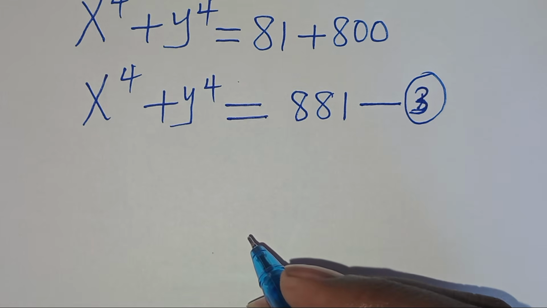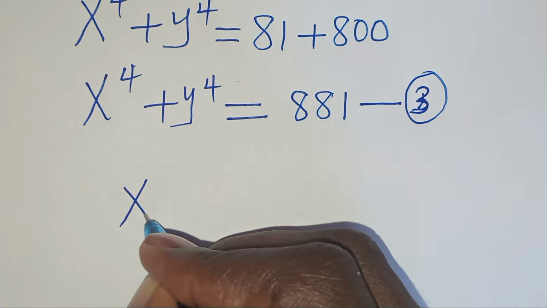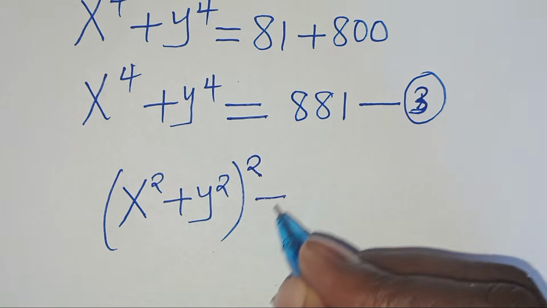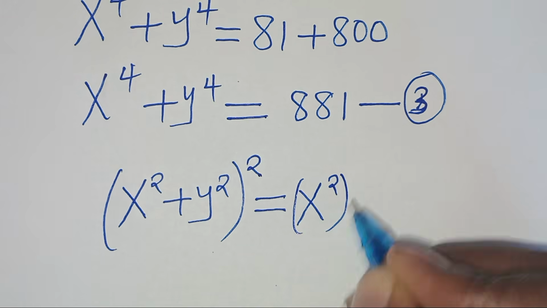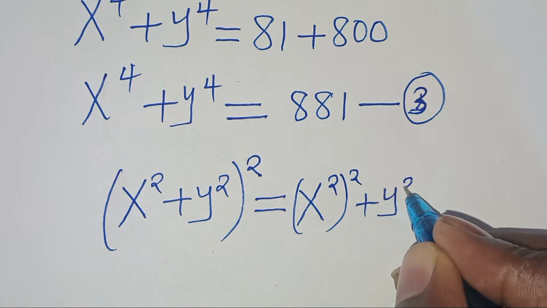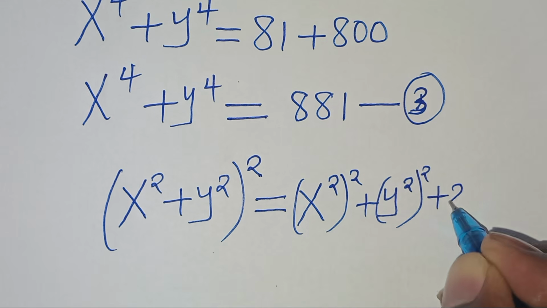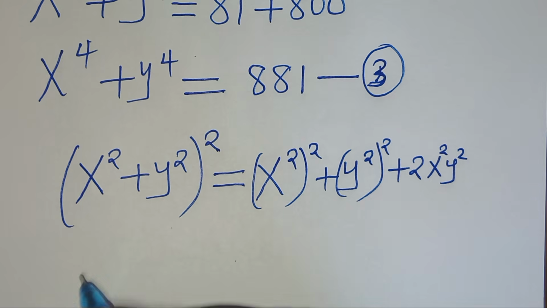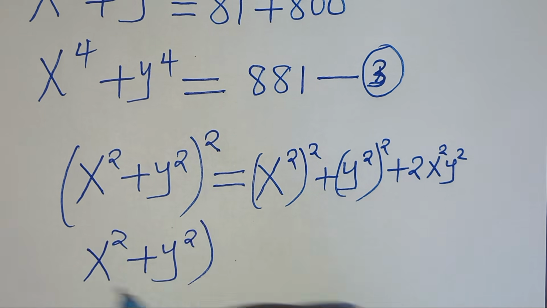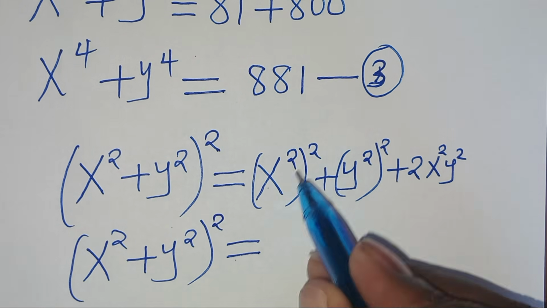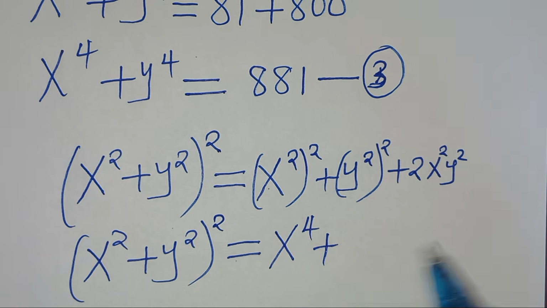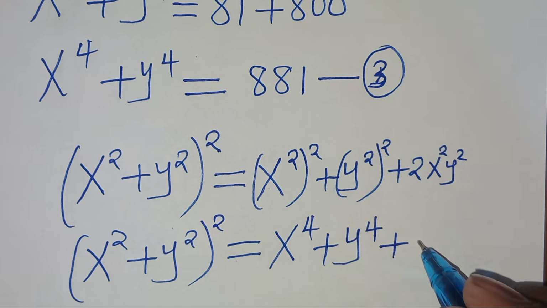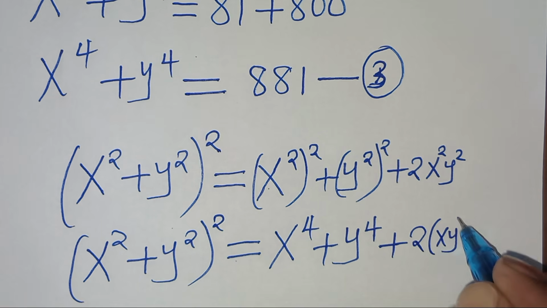So we need to determine x squared plus y squared. So this means that we raise x squared plus y squared to the power of 2, which is the same thing as (x to the power of 2) raised to the power of 2, plus (y to the power of 2) raised to the power of 2, plus 2 multiplied by x squared multiplied by y squared. So (x squared plus y squared) raised to the power of 2 is equal to x to the power of 4, plus y to the power of 4, plus now here we have 2 (xy) raised to the power of 2.